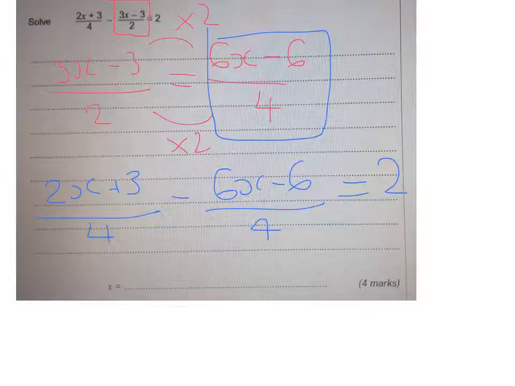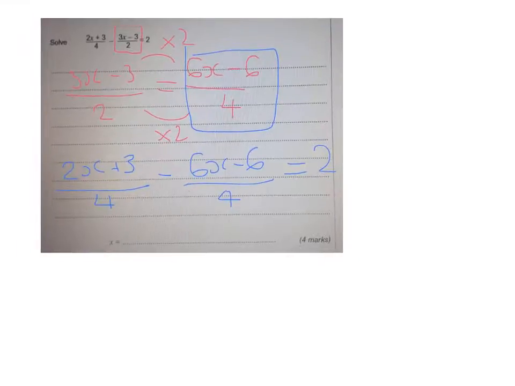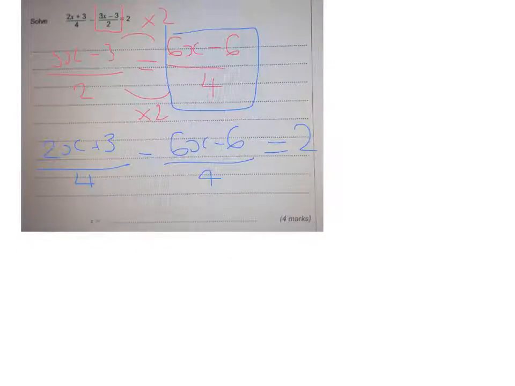Now, obviously, the purpose of this was so we could simplify things. So now we've got them over the same common denominator, we can actually start to take these two away from each other. So if we've got 2x and we want to take away 6x from it, that's going to leave us with negative 4x.